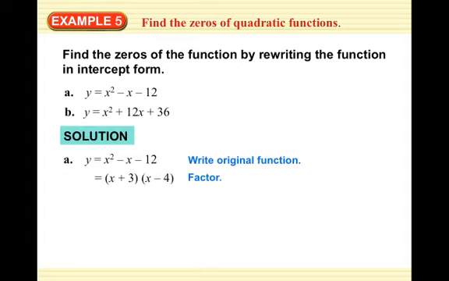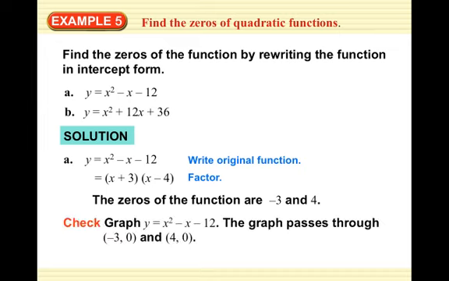But x minus 4 times x plus 3, or x plus 3 times x minus 4, doesn't matter which order you write your factors. That's going to be the correct factorization of y equals x squared minus x minus 12. And so the zeros of the function are negative 3 and 4. The way we get them is we do x plus 3 equals 0, and that gives us x equals negative 3. x minus 4 equals 0 gives us x equals 4. So negative 3 and 4.